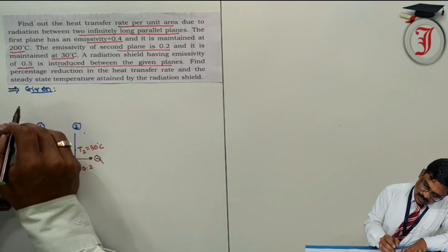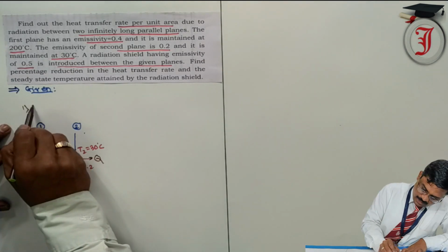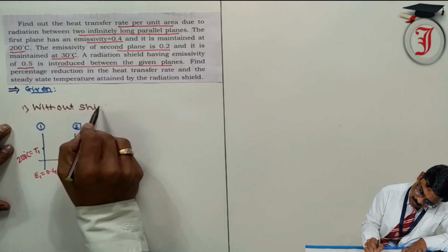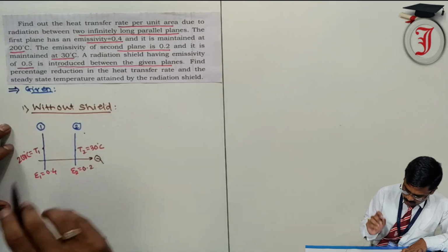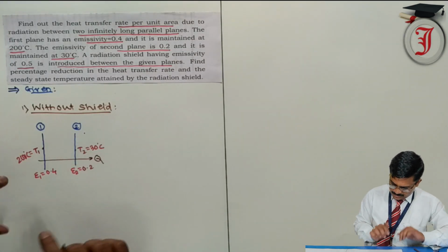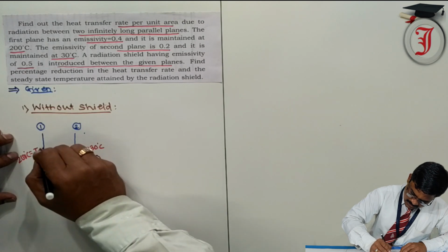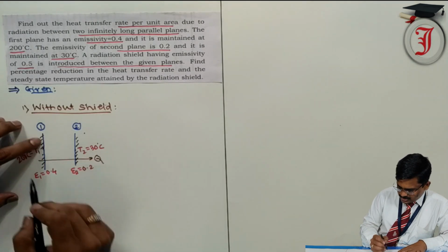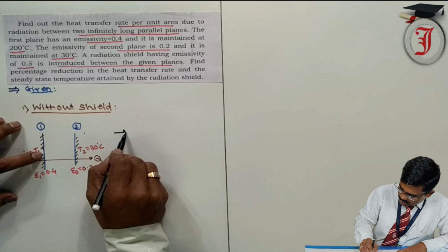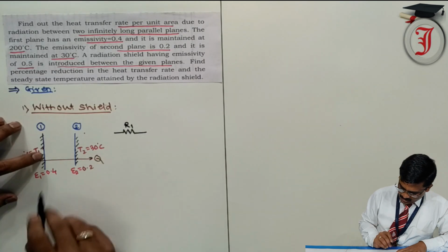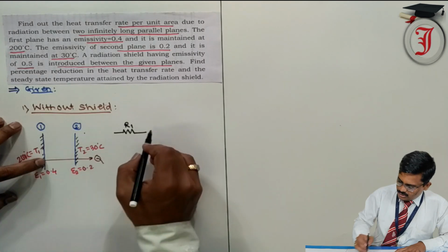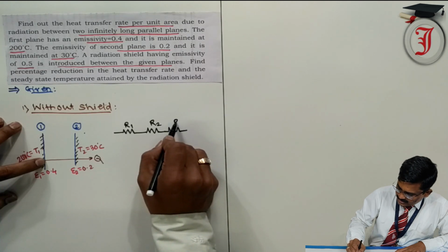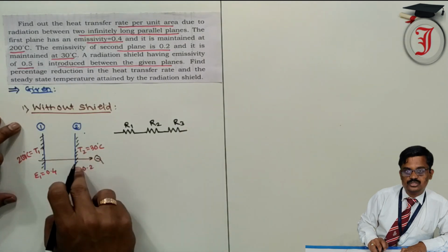Okay, so first we will have to calculate the rate of heat transfer without shield. So we have this condition. Suppose this surface is insulated on one side. Let us draw the electrical circuit. So we have the first surface, and there is a surface resistance, let us consider it R1. Then there is a space between surface 1 and 2, so R2 is the space resistance. And then R3 is the surface resistance for surface 2.